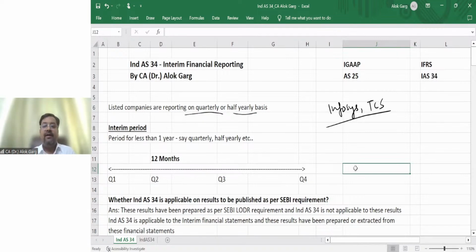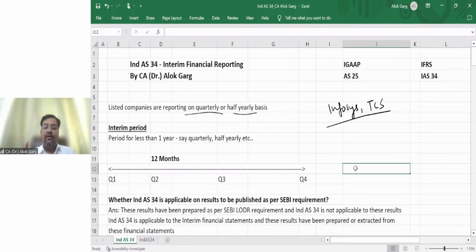I'm not talking about the balance sheet format or P&L format, because the format is given under Ind AS 1. The content is given under Ind AS 1, and that content is related to the full set of financial statements. Is that clear to all of you? So why is this standard there?